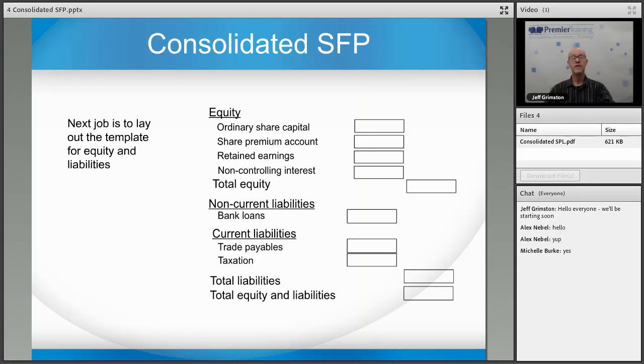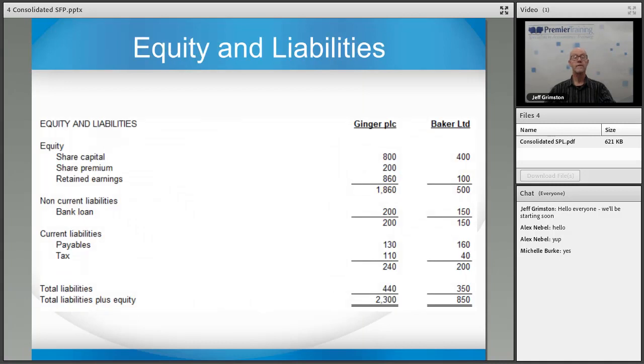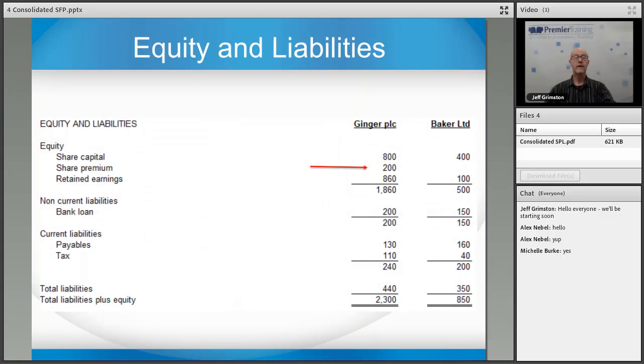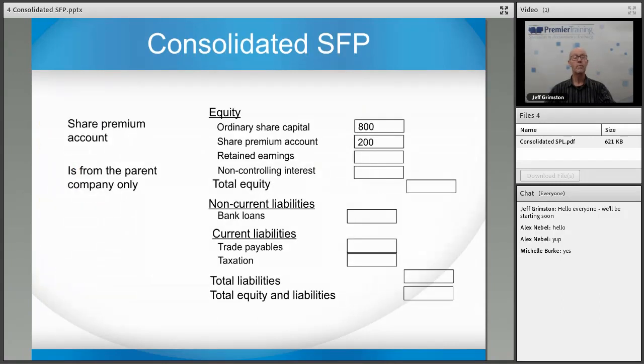So, first item, ordinary share capital. This one's easy. We take only the parent company figure, which from the data, 800 from Ginger PLC. In it goes. The same is true of share premium account if there is one. Again, we've got 200 only from the parent company.